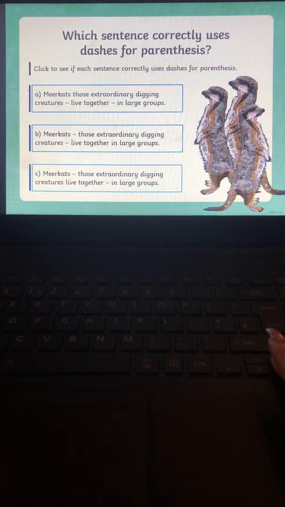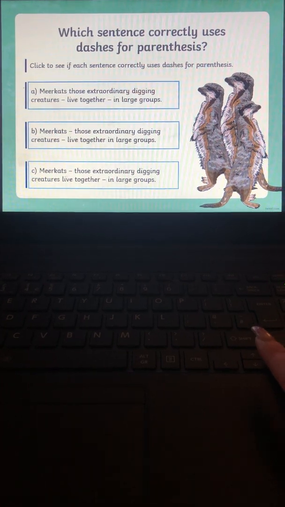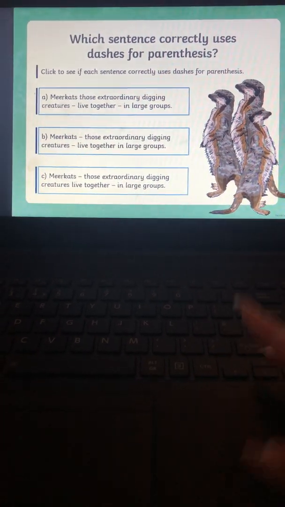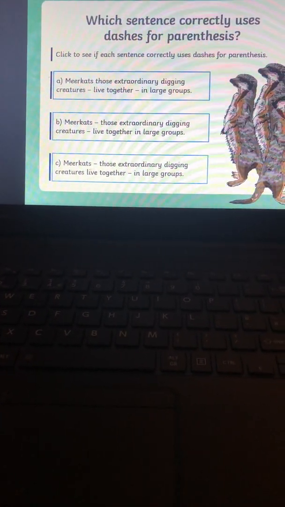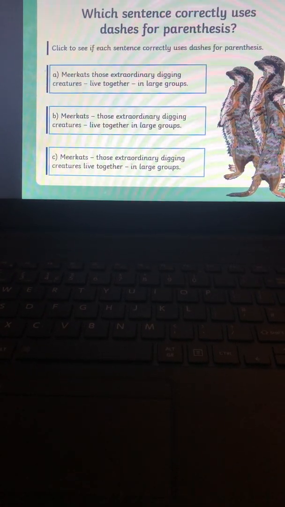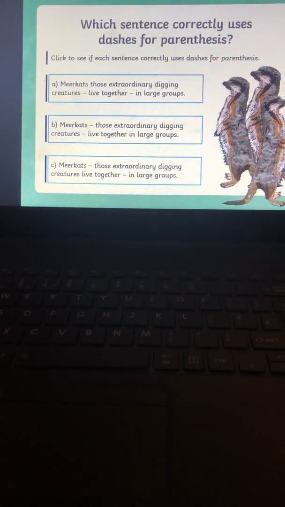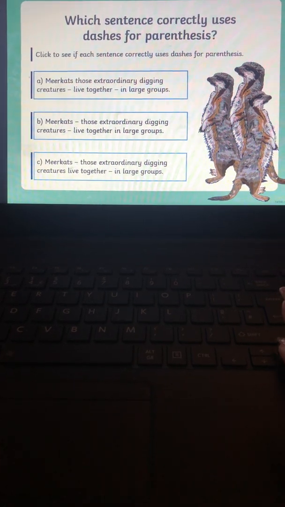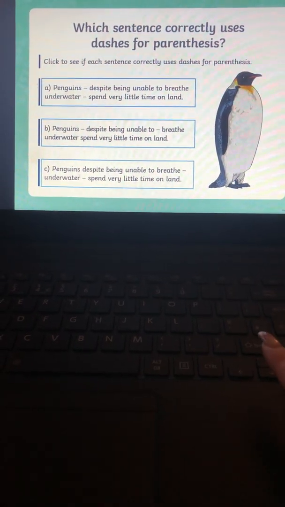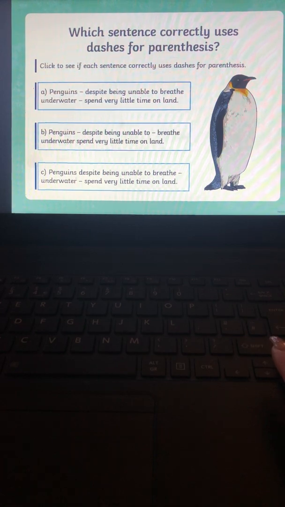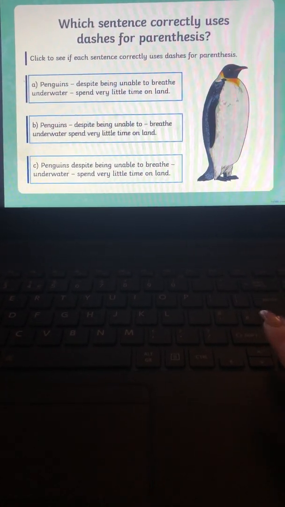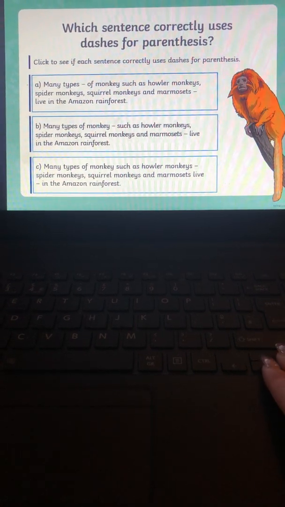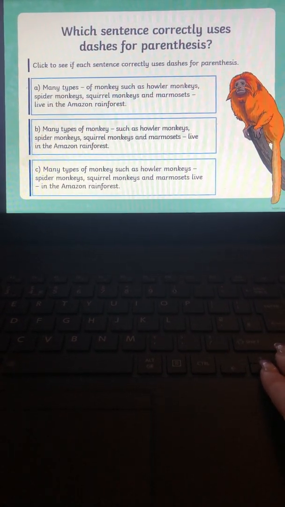Meerkats, those extraordinary digging creatures, live together in large groups. So have a think about it. If I covered up "live together," would the sentence still make sense? Meerkats, those extraordinary digging creatures in large groups. Which one still makes sense if you take it out? Same for this one. Have a read, pause it, write down A, B or C. Do the same for this one.